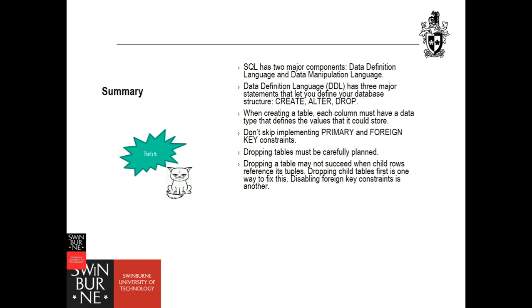When creating a table, each column must have a data type that defines the values that it can store. Don't skip implementing primary and foreign key constraints. Dropping a table must be carefully planned. Dropping a table may not succeed when child rows reference it. Dropping the child table first is one way to fix this. Disabling foreign key constraints is another.